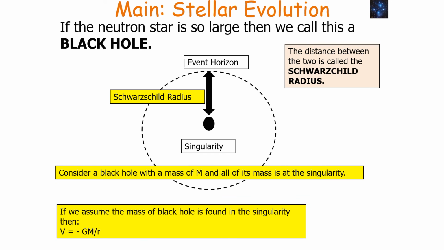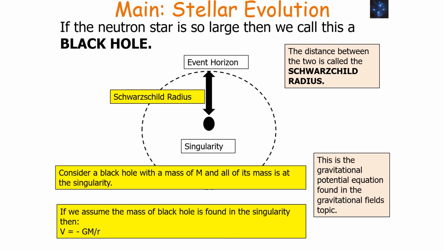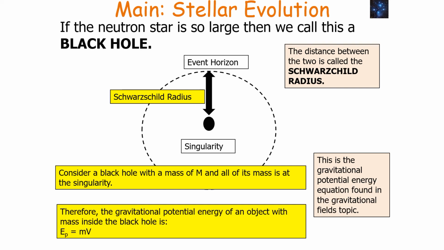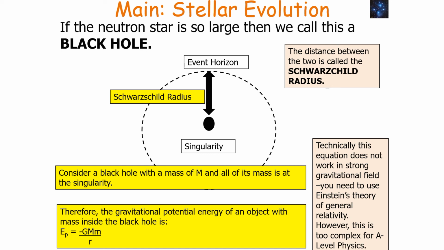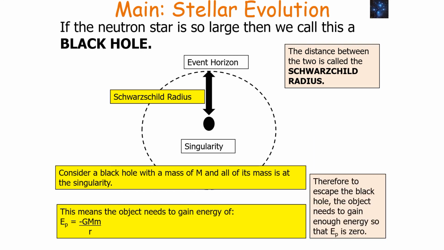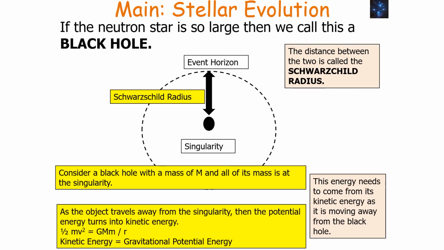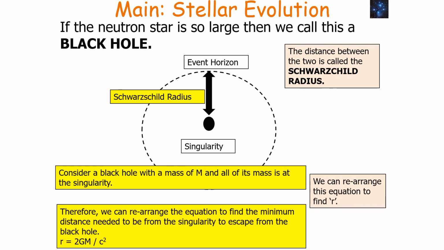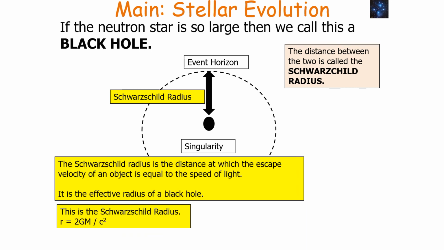So if we consider our ideas of gravitational potential from the gravitational fields topic and the gravitational potential energy equation found from that particular topic, we are aware that the energy needed to escape a black hole is minus GMm over r, but that needs to be found in terms of kinetic energy, so we can equate the two to each other, rearrange it and make r the subject, and this gives us our equation for the Schwarzschild radius.